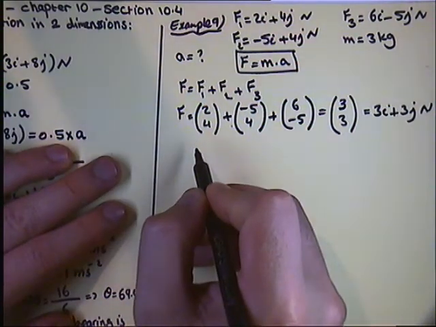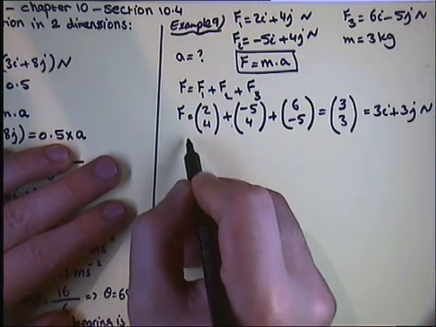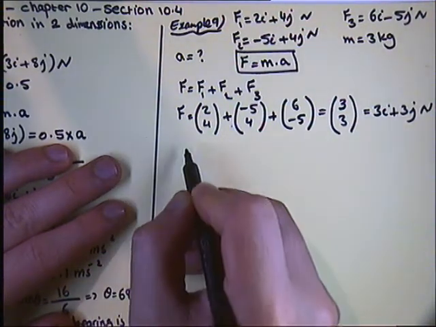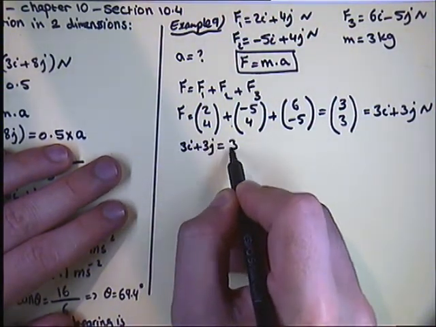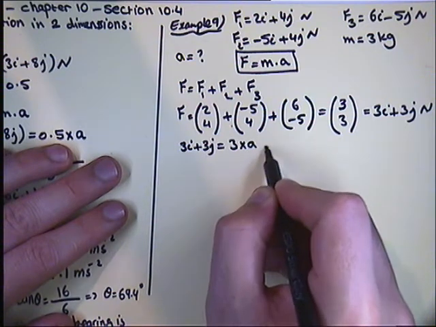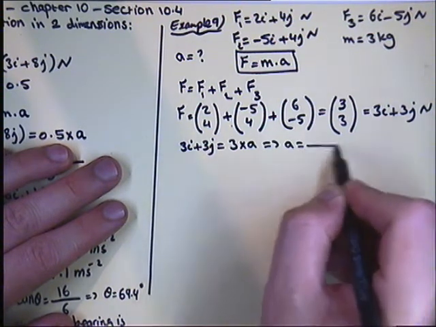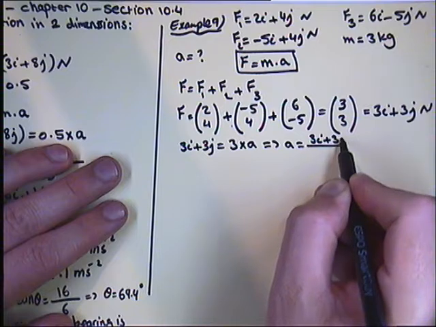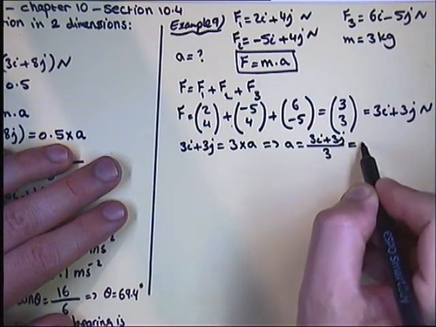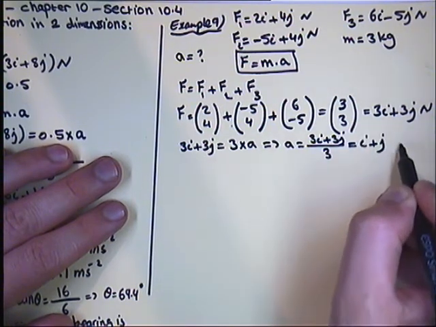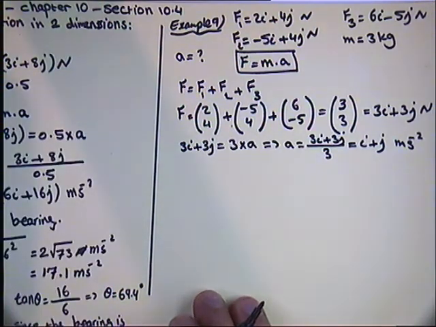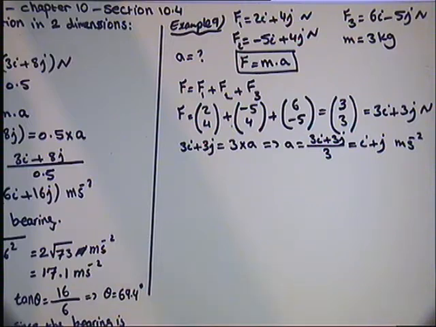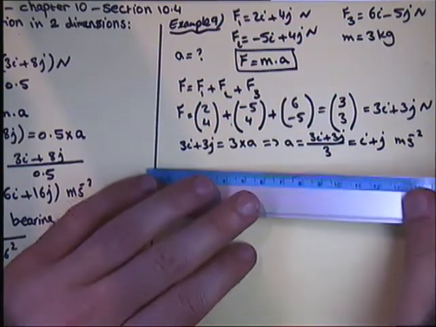So F equals ma, therefore 3i plus 3j is equal to 3 times acceleration. a is equal to 3i plus 3j divided by 3, which is i plus j meters per second squared. So here is the end of example 9.